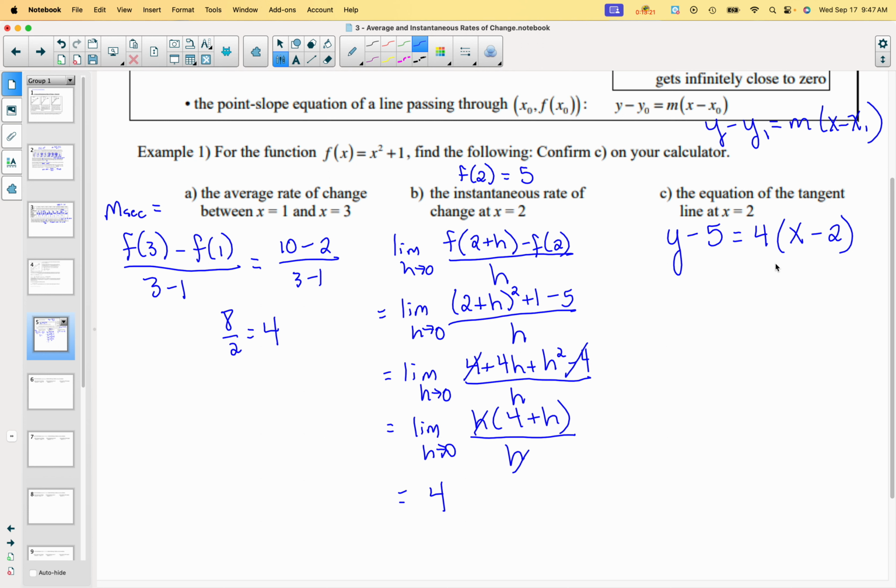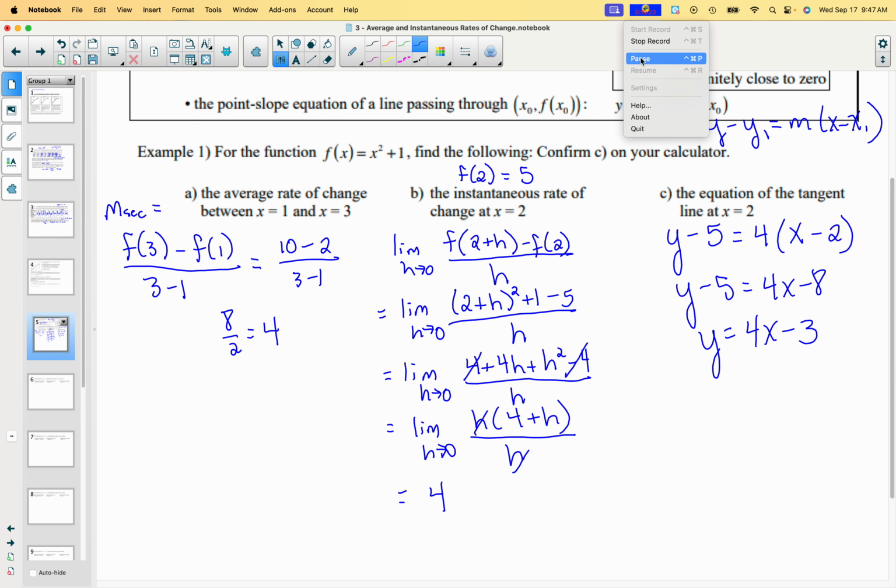And I could leave it like that, or I can simplify this to slope-intercept form. And if I add 5, I get negative 3. But you don't necessarily have to unless you are told to. And then it says confirm on your calculator. So let me show you that.